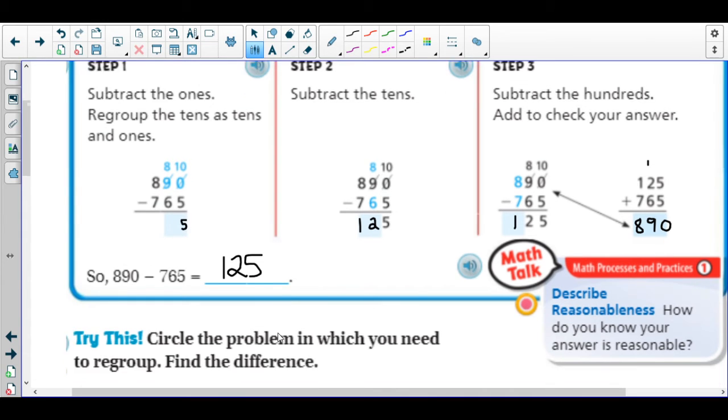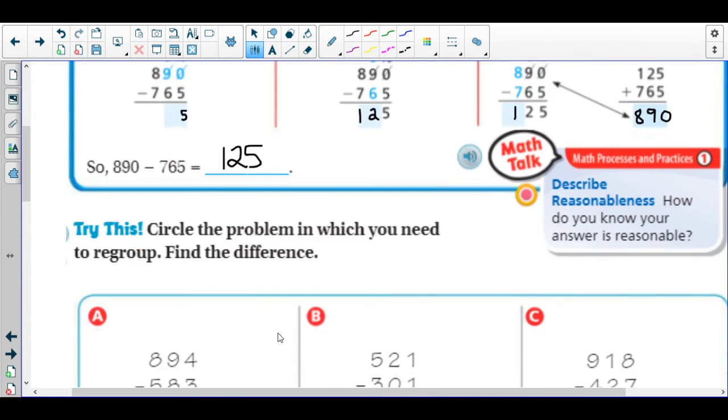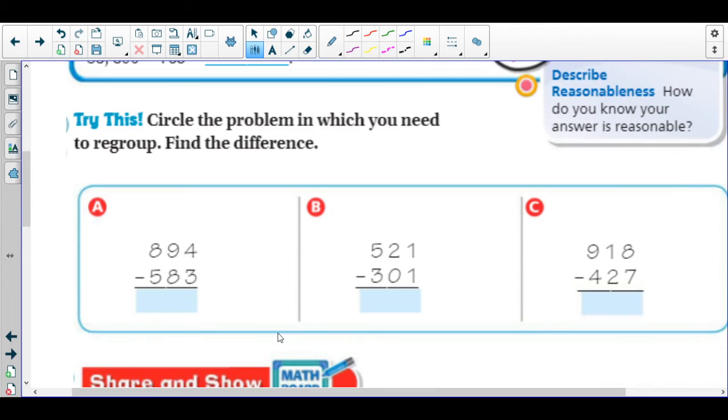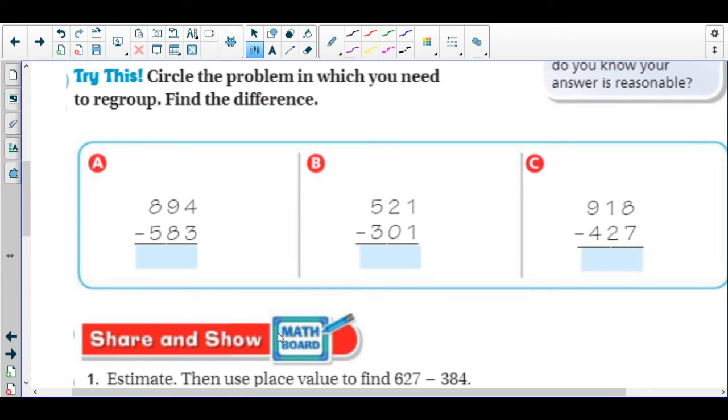All right, moving along. Circle the problem in which you need to regroup and then find the difference. Which one do we need to regroup? Well, what we're looking for is which one has a situation where the top number is smaller than the bottom number. All right, which one do we need to borrow? Well, right here 4, it's greater than 3, so we would be okay there. As a matter of fact, I'm going to just go ahead and solve all these.